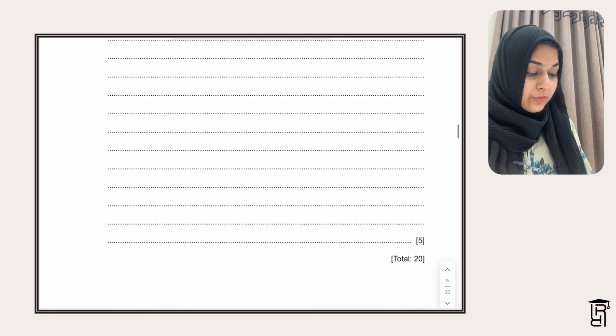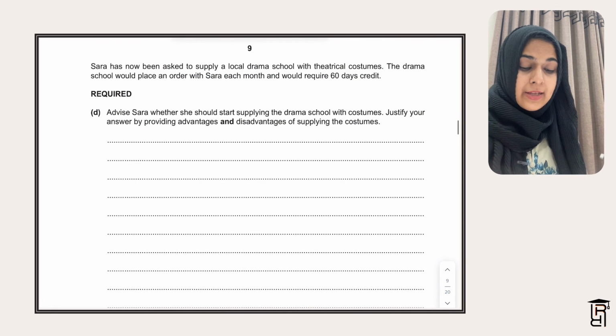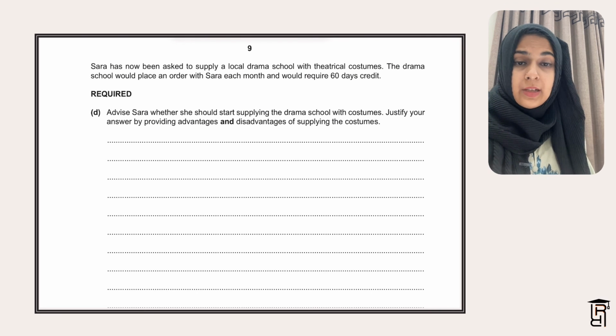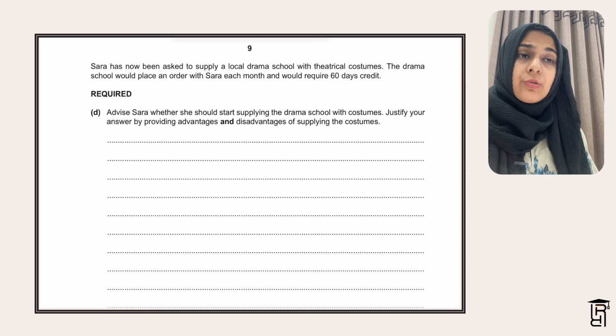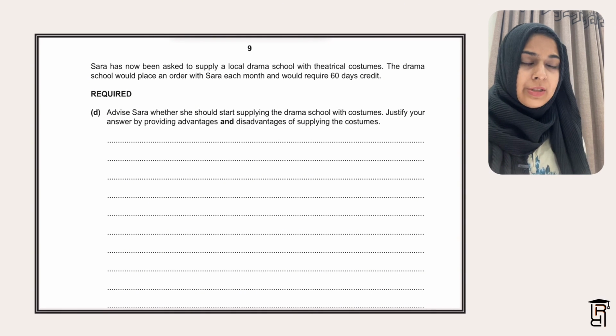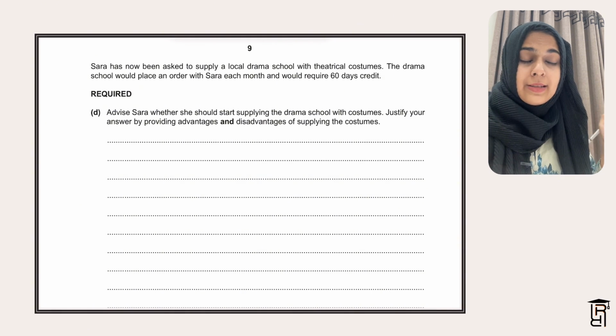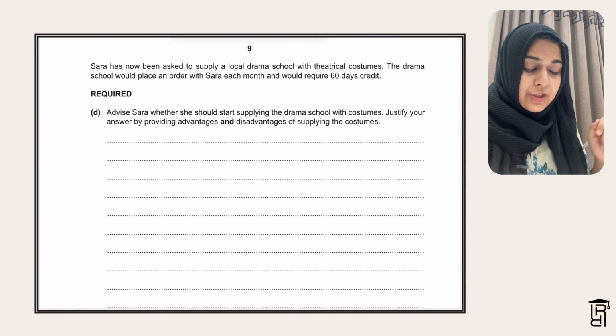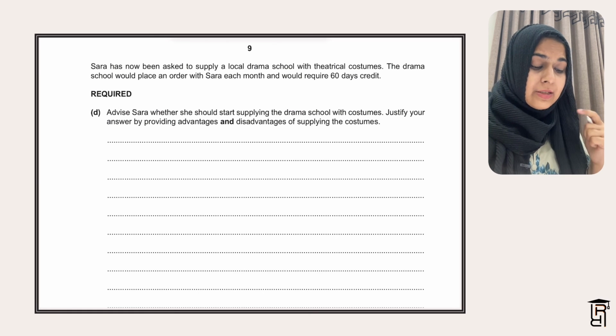Okay, so part D of this question, and this is the last part here. They're saying Sarah has now been asked to supply a local drama school with theatrical costumes. So there's a theater drama school, and over there Sarah is basically given an order of supplying to a drama school. They're saying the drama school would place an order with Sarah each month and would require 60 days of credit. So if you guys remember from the question, in the first few lines we read that Sarah normally gives 30 days credit to her customers. They're saying here, advise Sarah whether she should start supplying the drama schools with costumes. Justify her answer by providing advantages and disadvantages of supplying the costumes.